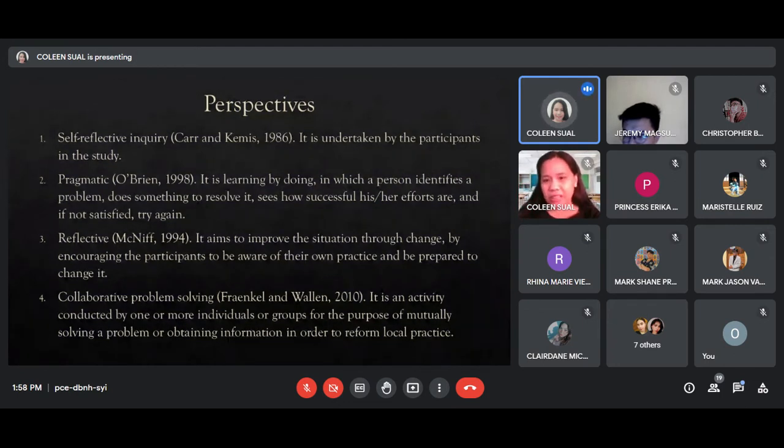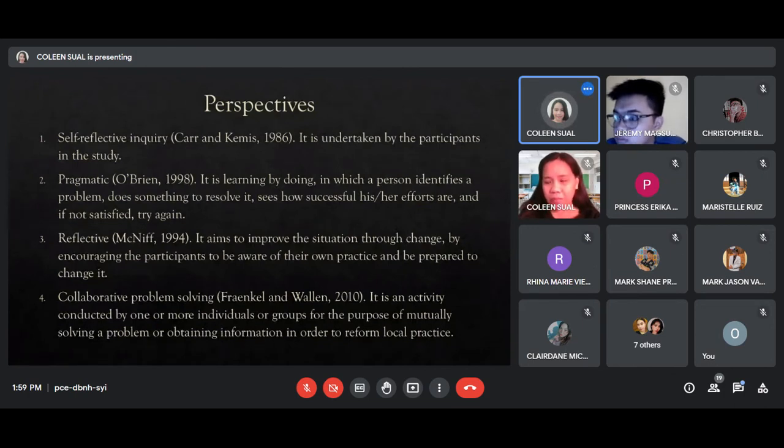It is undertaken by the participants in the study. As I shared, I was part of my investigation. I assessed the business English program together with the other teachers. Because I encountered a problem, I would like to know if there are things in the business English program that have to be addressed. That makes it a self-reflective inquiry.